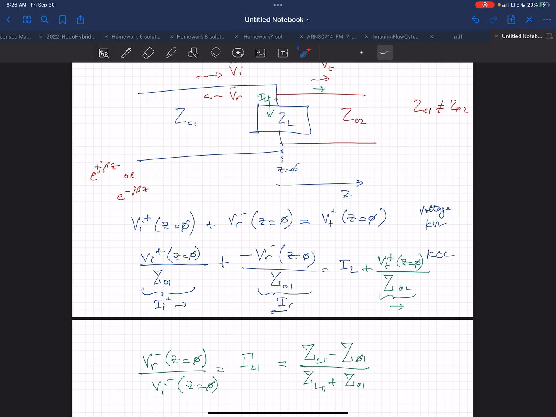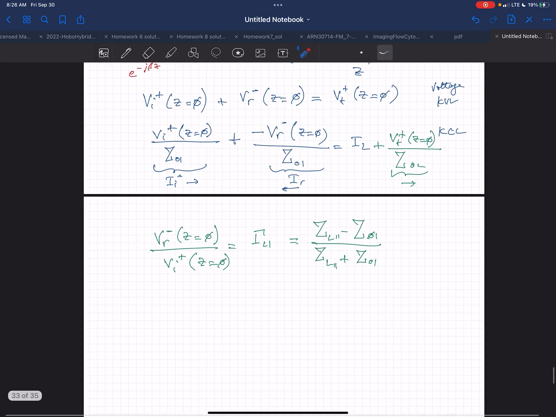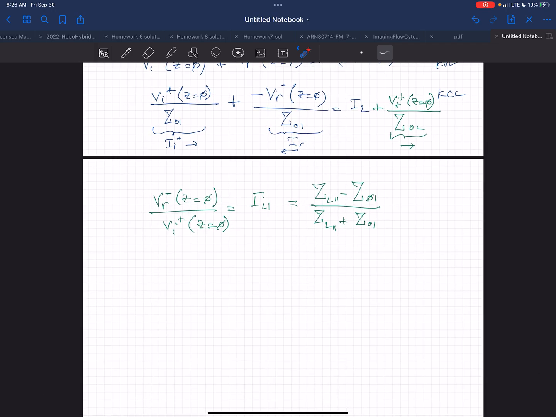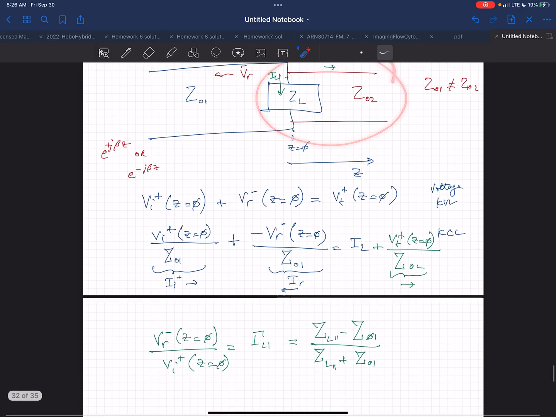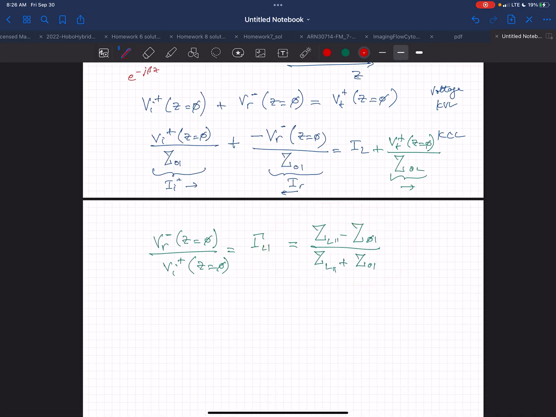So, V0 could be really anything coming in. And V0 minus would just be the reflection coefficient times that anything. So this is what the reflection coefficient looks like when you put the transmission line here, and this ZL parallel is just a parallel combination of the load impedance and the impedance of the second transmission line.